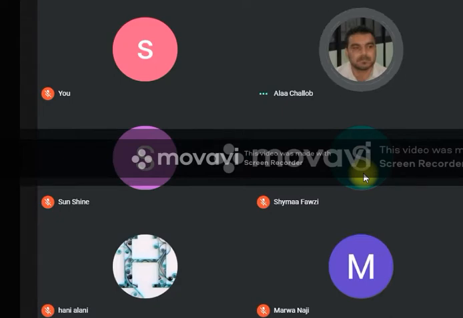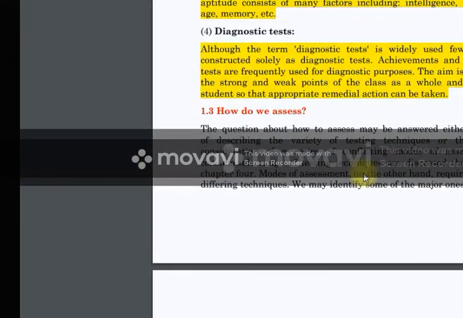For example, at the beginning of the semester, I can conduct a test. At the middle of the semester and at the end of the semester, I can also conduct a test. So what do we call it? It is called formative assessment.